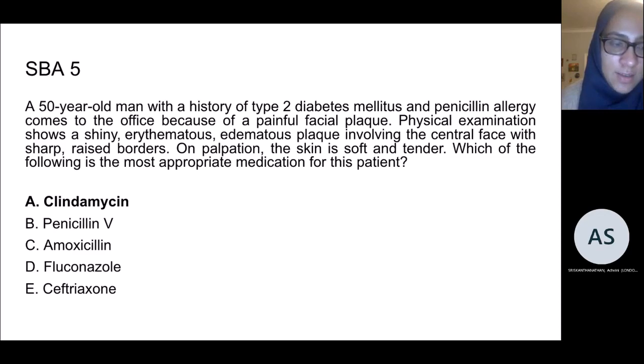That's what's key in this case, because technically you could give some of these medications bar fluconazole in the context of cellulitis, but he's penicillin allergic, so you can't. Penicillin V is a type of penicillin, so he can't have that. Fluconazole is a type of antifungal, so that wouldn't be appropriate. Ceftriaxone and amoxicillin are also types of penicillin, so they're contraindicated in this person, which leads you to clindamycin. Now, why does clindamycin work?